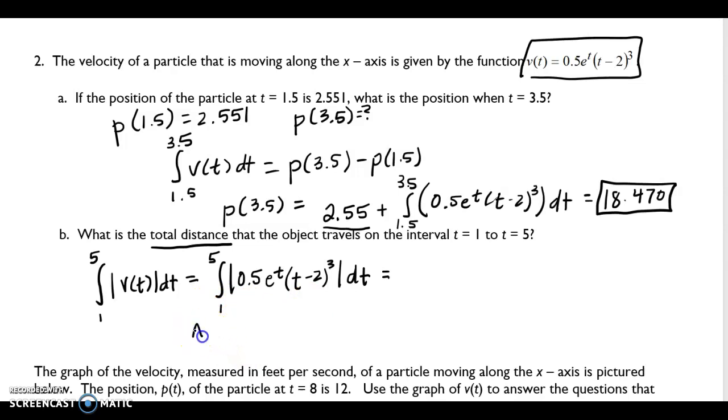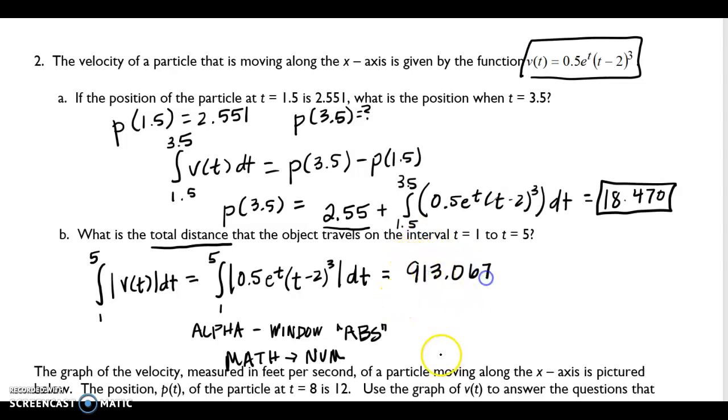So I can find the absolute value symbols. If your calculator is updated, it's alpha and then window. And you're going to hit the one that says ABS for absolute value. And that will insert absolute value formulas. Your other option is if you go to math and then over to number, you'll see it there. All right, and so then I can just type that in, and when I calculate it, I will get 913.067. Please make sure you're taking the time to type this out in your calculator and make sure you're getting the same answers I do, just so you know how to actually put them in the calculator.